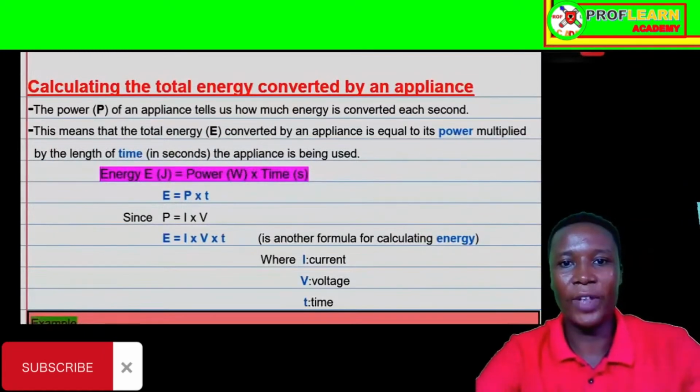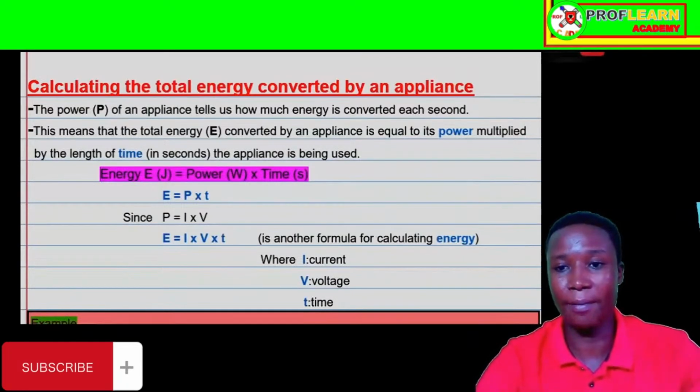The total energy converted by an appliance is equal to its power multiplied by the length of time. So you have to check whether the time given is in seconds for you to work out the energy. So the formula is shown there. Energy equals power in watts times time.